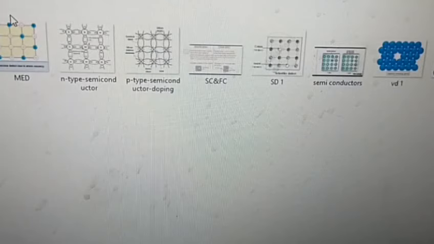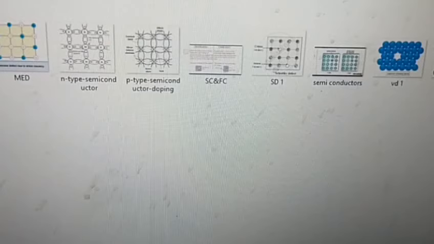Stoichiometric defects are the defects which do not disturb the stoichiometry of the solid. We can also call them intrinsic or thermodynamic defects. These are generally of two types: vacancy defect and interstitial defect.